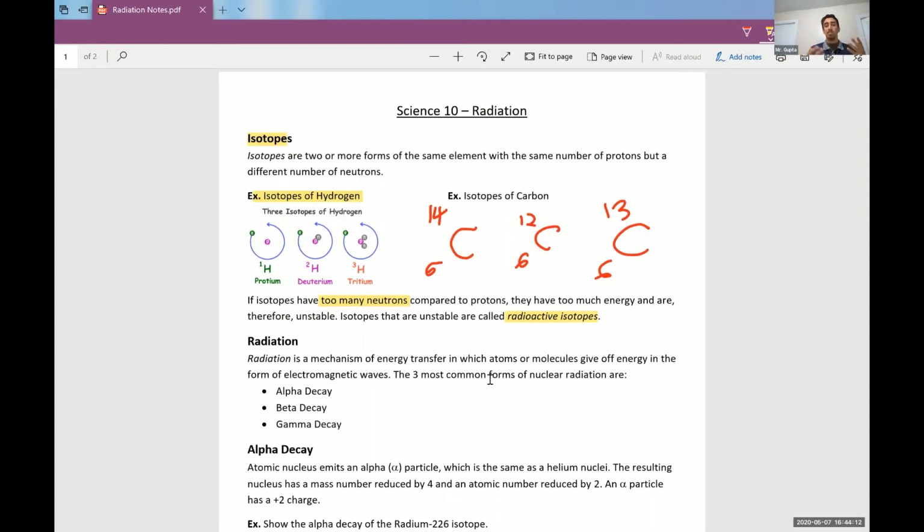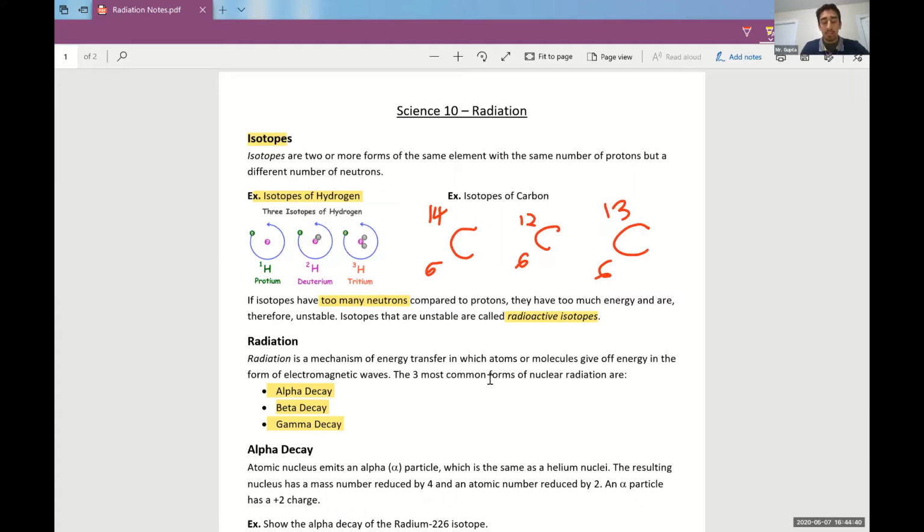Next, let's say we find ourselves a radioactive isotope. That version of an element has a lot of energy. It needs to get rid of that energy. So how does it get rid of that energy? Well, there are 3 ways. There are more than 3 ways, but these are the 3 ways that you're covering in grade 10: alpha decay, beta decay, and gamma decay.